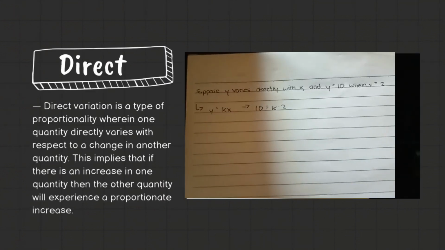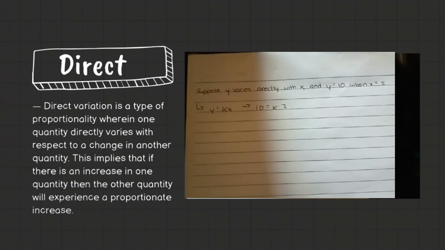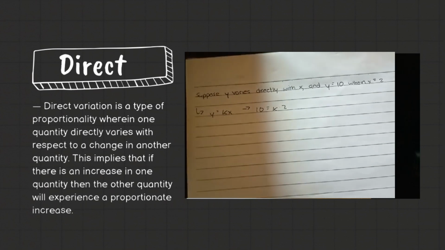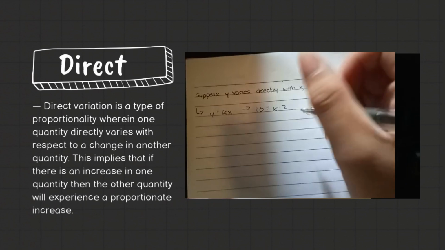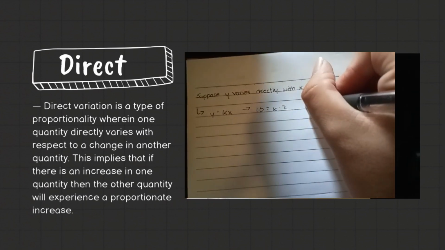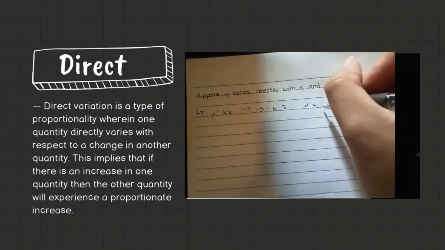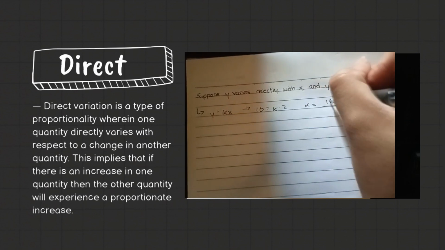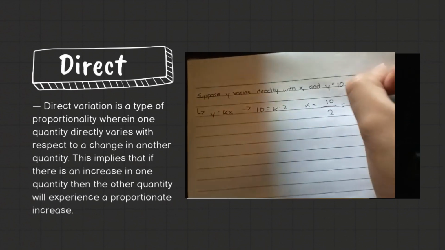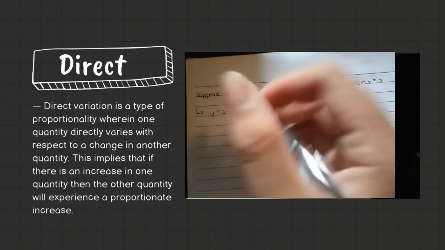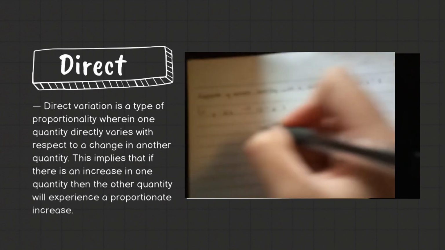Suppose y varies directly with x and y is equal to 10 when x is equal to 2. Our formula is y equals kx. Substituting, it will be 10 equals k times 2, so 10 equals 2k. Using the direct variation formula, k equals 10 over 2, which equals 5. So k is equal to 5.